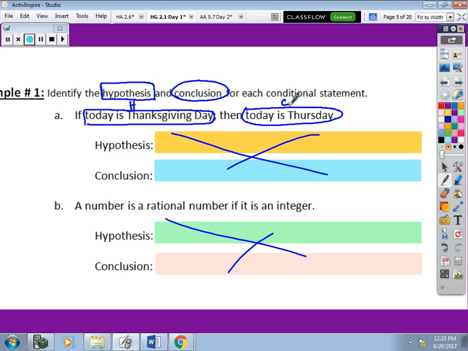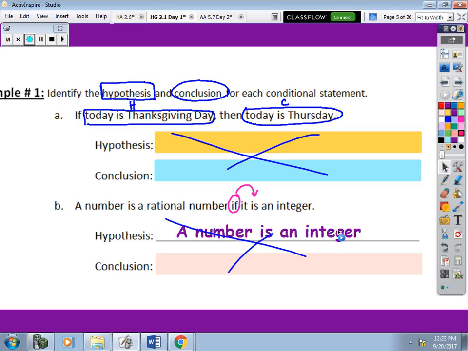Now, the next two you'll notice are not in the standard form of if-then. Who thinks they could identify the hypothesis of this one? Peyton? Yes, here's the word if. Again, the hypothesis will come after it. Now, if you were actually writing this out, you will see that I didn't use the word it, because you have to say what it is. So I actually would say a number is an integer, but you are correct. This would be the hypothesis. The conclusion is a number is a rational number.